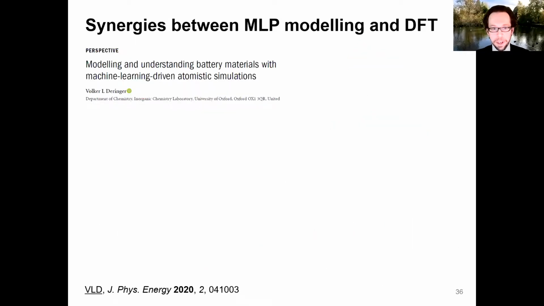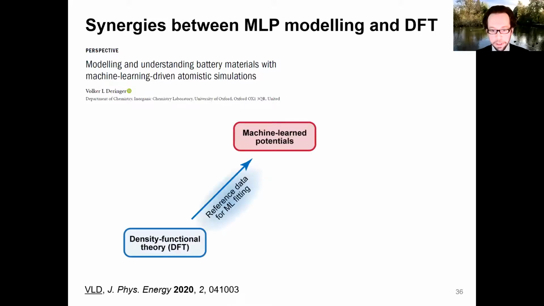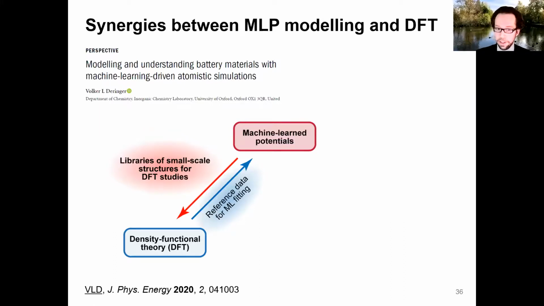Finally, what I wanted to flag, this is from a little perspective paper I've written recently. If you think of how these methods fit together, the main thrust initially has been to use DFT to calculate reference data to make machine learned potentials. I've tried to argue in the last part of this presentation that you can also go back and create libraries of small scale structures and study them again with DFT. So it is really going in both directions.